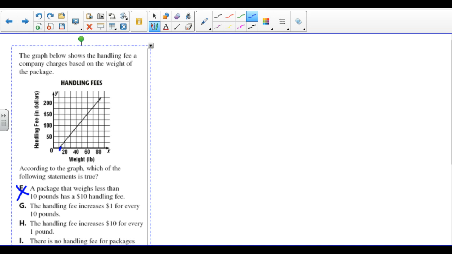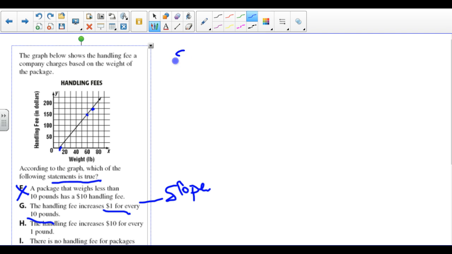The handling fee increased $1 for every 10 pounds. So whenever they're talking about 1 for every something else, they're talking about the slope right here. So let's go ahead and get the slope to see if this is true. That's why I don't like those type of questions, because we have to go and figure out everything to make sure it's not true. All right, so we are looking for a true statement. To get the slope here, we could get 2 solid points. We could use, let's see, maybe this one right here and this one right here.